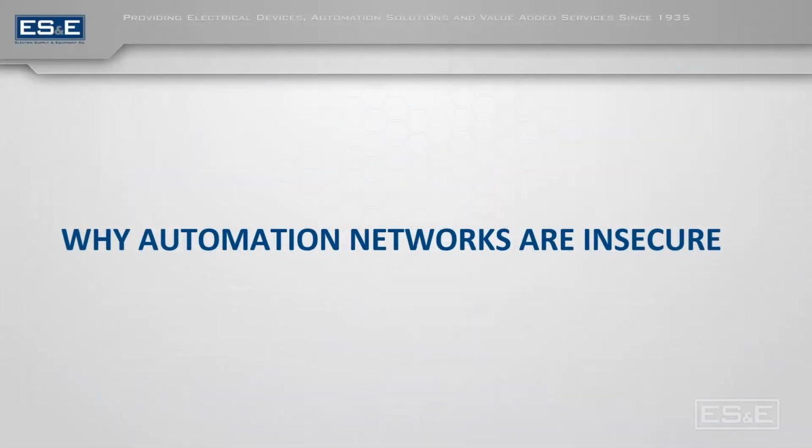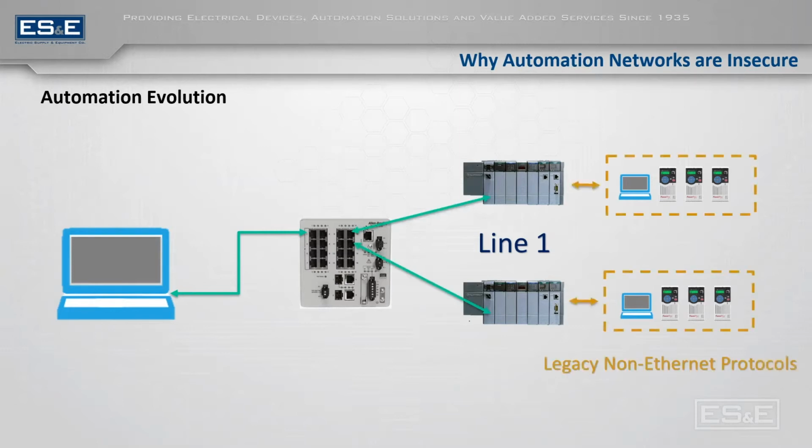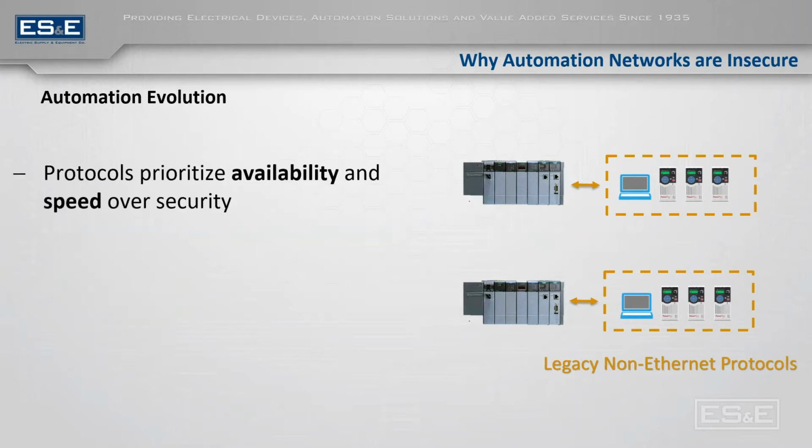So, starting with why automation networks are insecure. With the evolution of automation, we've had possibly Ethernet connected devices, but a lot of what we use are legacy and non-Ethernet protocols, especially over time. Protocols like DH+ and remote IO, and many vendors had their own proprietary protocols for connecting their devices. Those protocols tended to focus on availability, sometimes speed, but mainly availability of just always being up and active over security. So a lot of these are unencrypted protocols.